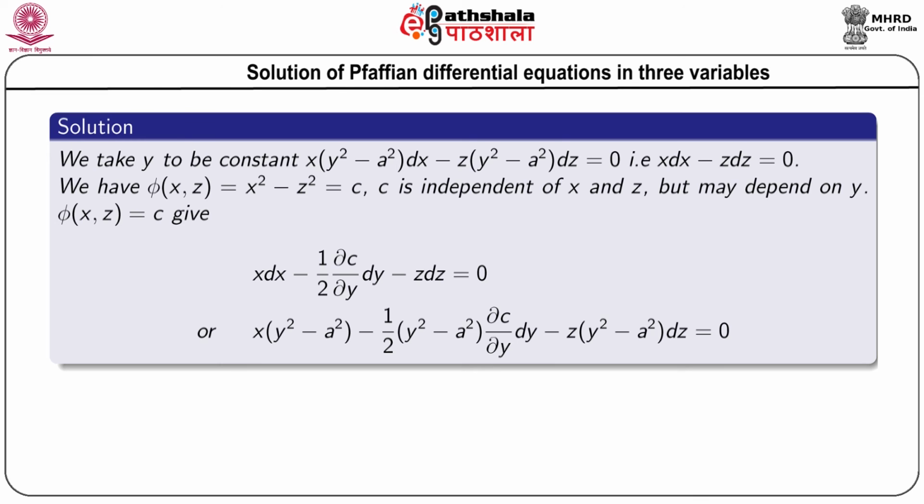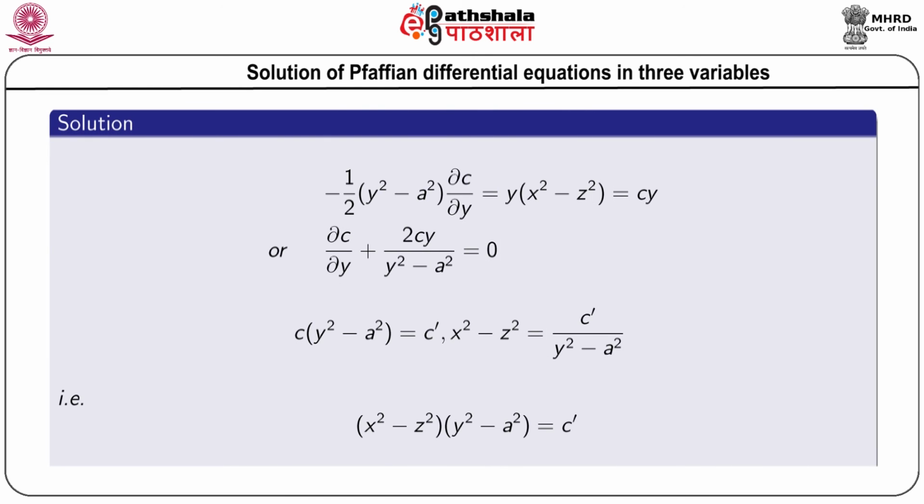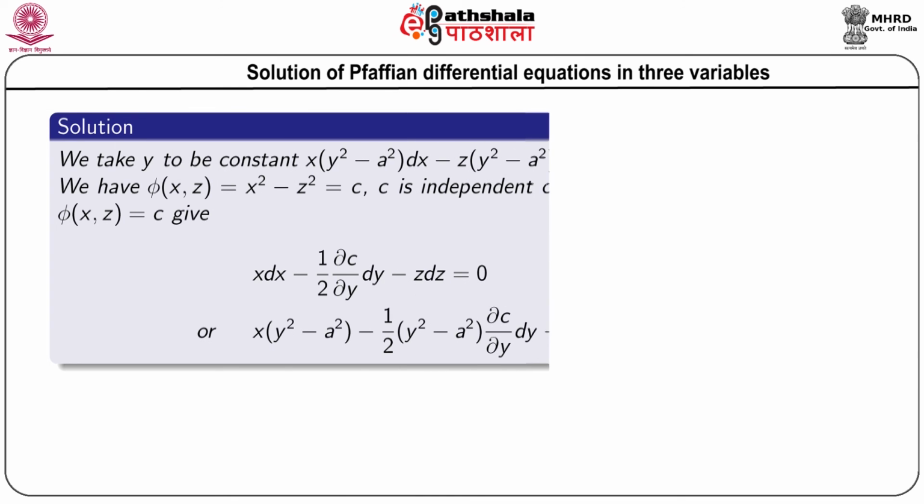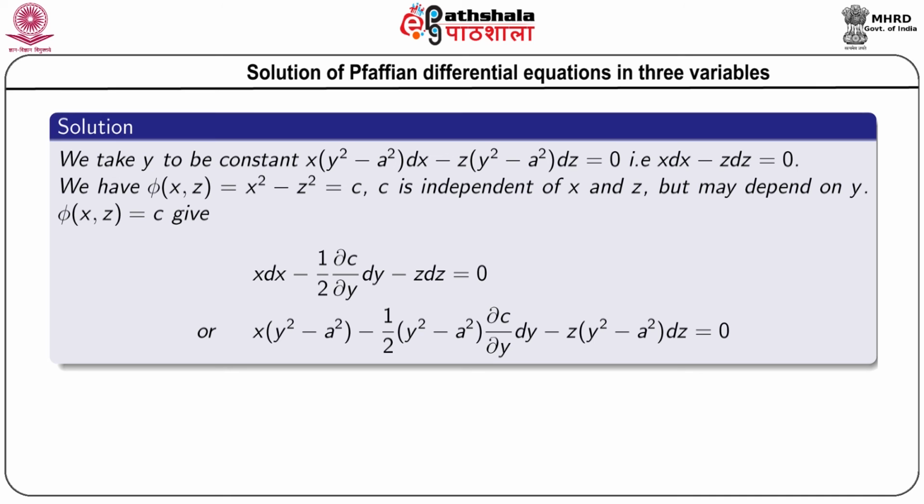then we will get the relation in this form: del c del y plus 2 c y upon y square minus a square equals to 0, and it is very easy to solve. So, after integrating we will get a relation like this: c into y square minus a square is equal to c dashed, and we also have x square minus z square equals to c.